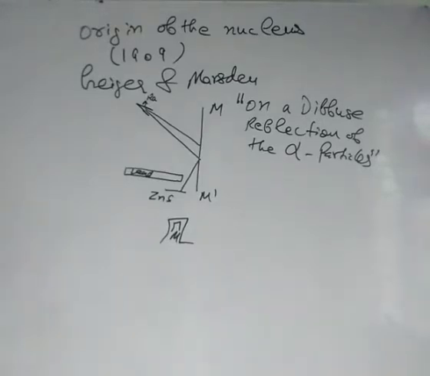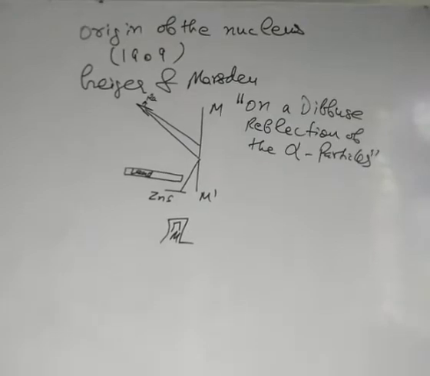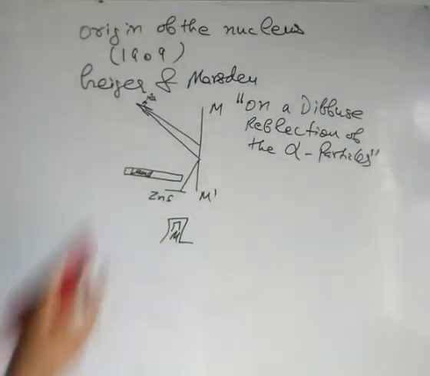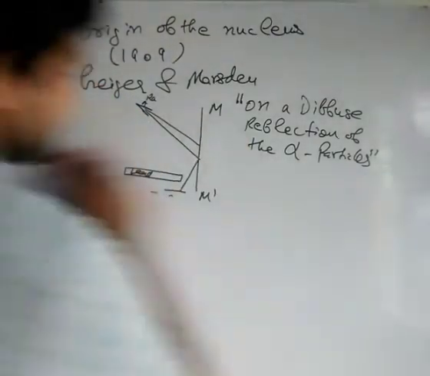There are many things that Geiger and Marsden did. So I will discuss with you the things that they did. I have to rub this diagram. I think now you are clear with the purpose of their experiment.